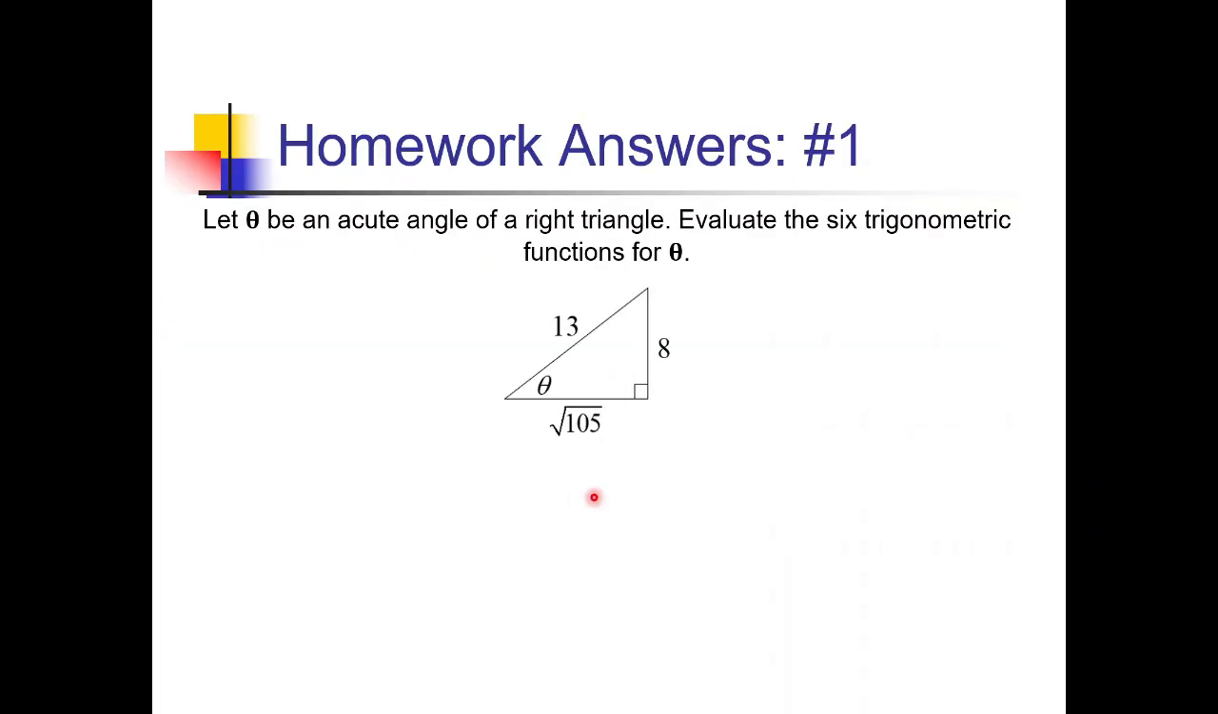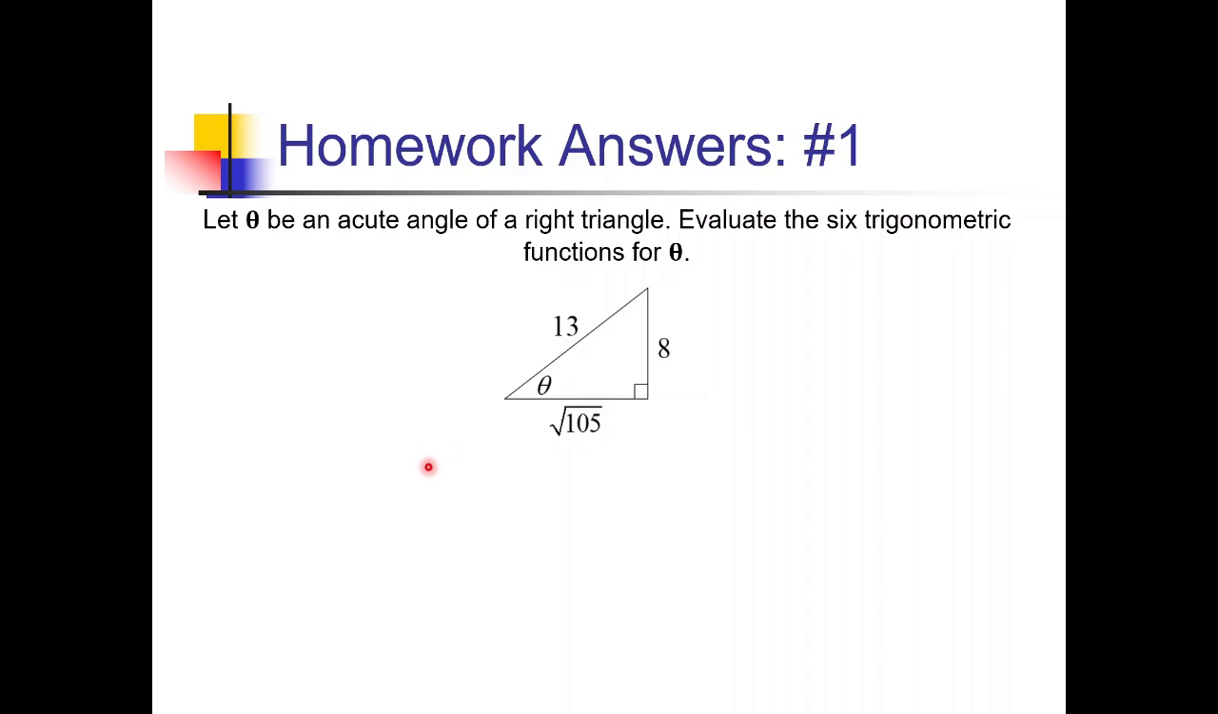For this problem, they've given us a right triangle with all three sides given, and they want us to figure out all the different 6 trigonometric functions, the values of those, for this theta that they're pointing out in the diagram. All right, so let's start with sine.